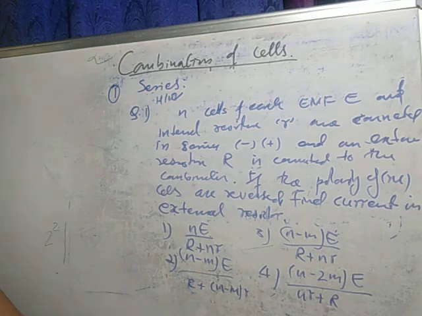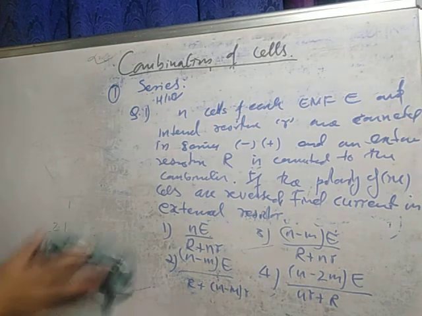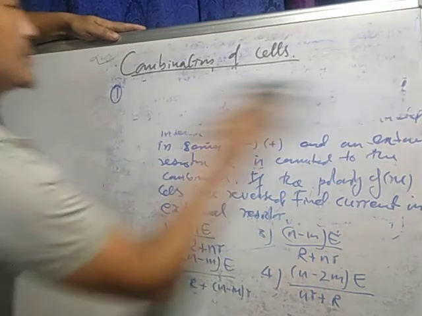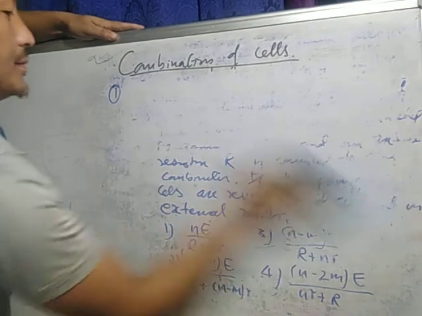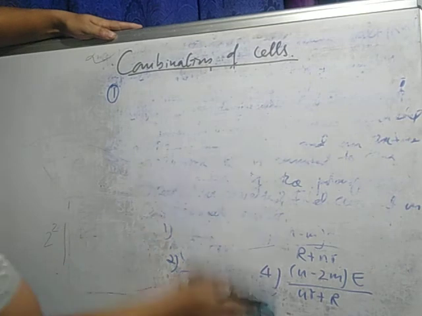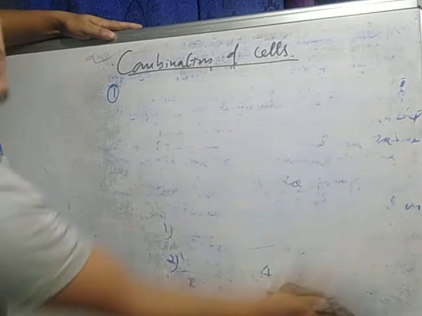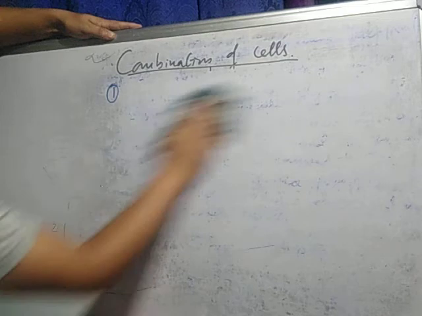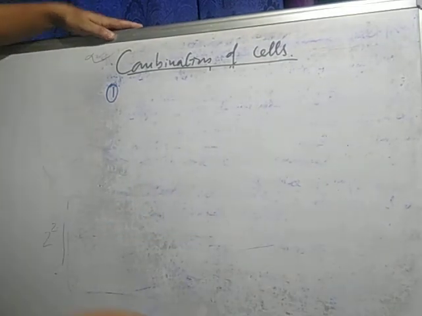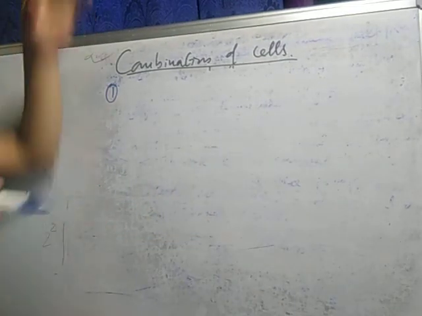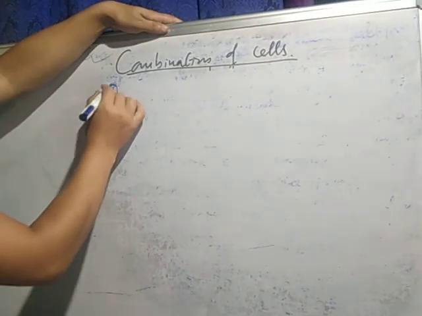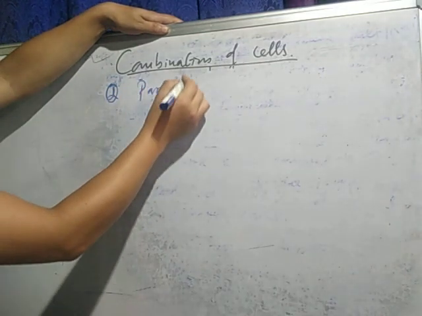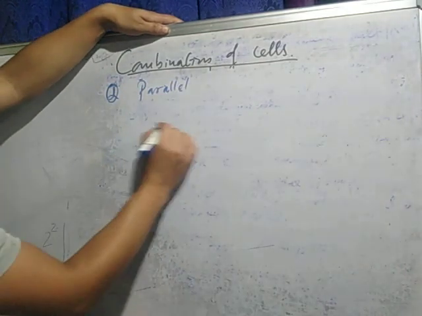So next is your parallel. So write down parallel. Pause the video, then you'll do. Okay, so homework. Next, write down parallel. So cells in parallel. So this is your parallel combination.